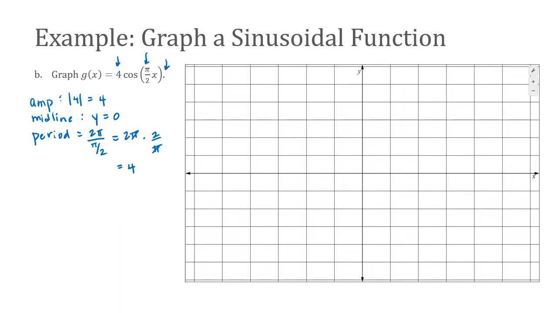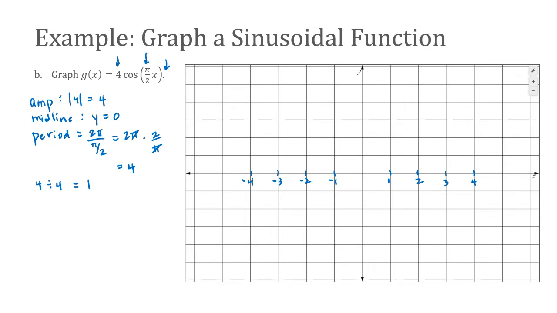Now I want to take that period and divide it into fourths. So I'm going to take 4 and divide it by 4, and that tells me I'm going to have 4 equal lengths of length 1. And I'm going to mark those on the horizontal axis. So I'm going to have 1, 2, 3, 4, and maybe I'll just go ahead and show you if I want to extend that period.